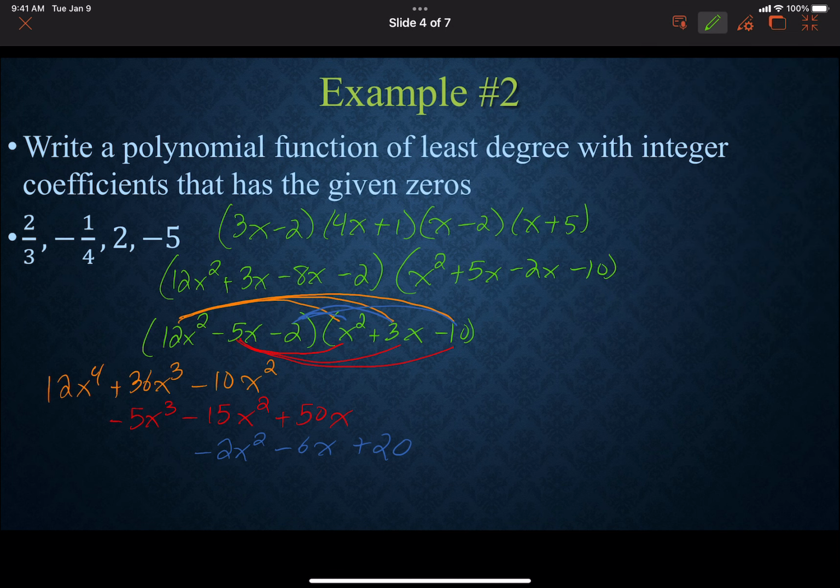And the reason why I'm writing it like this right here is because it's going to allow me to group them a little bit better so I can see what the common terms are going to be. So I can recognize nothing combines with 12x to the 4th, so it stays where it is. I have 36 and a -5, making a positive 31x cubed. -10, -15, and -2 make a -27x squared.